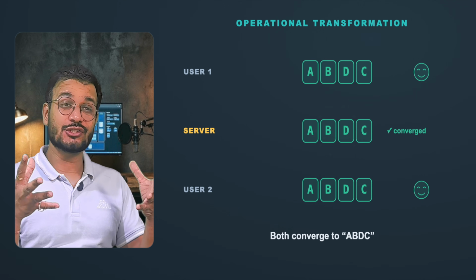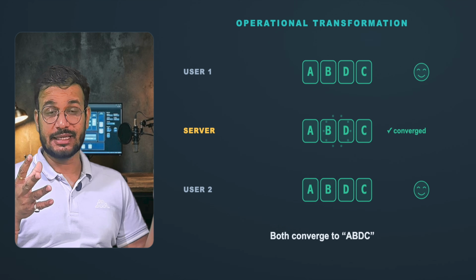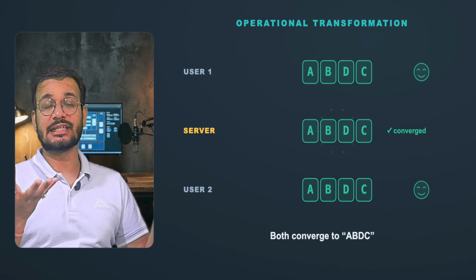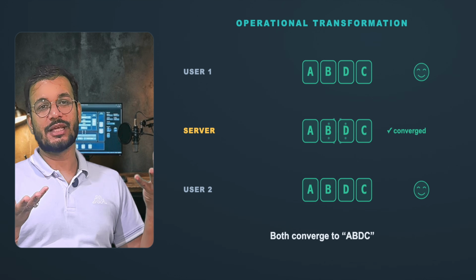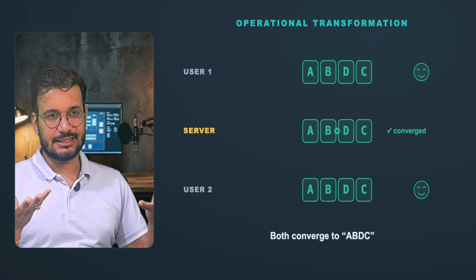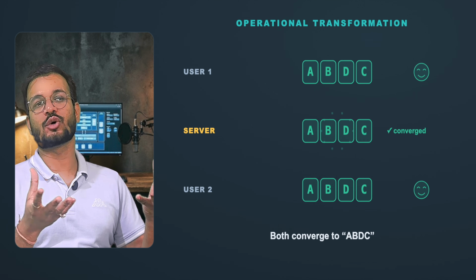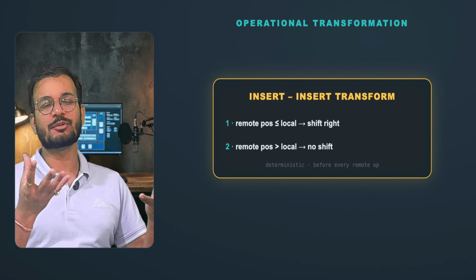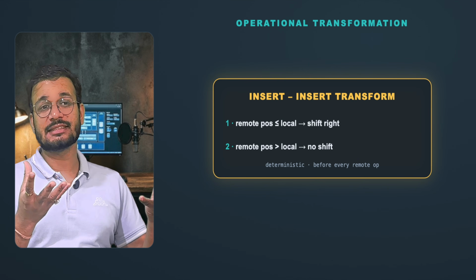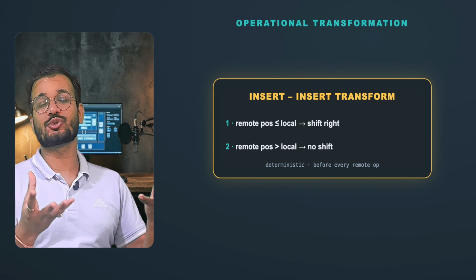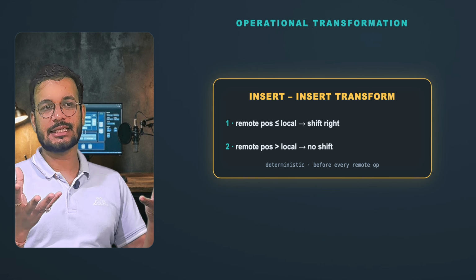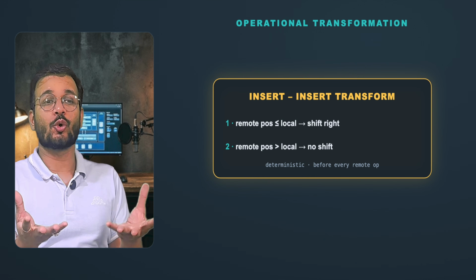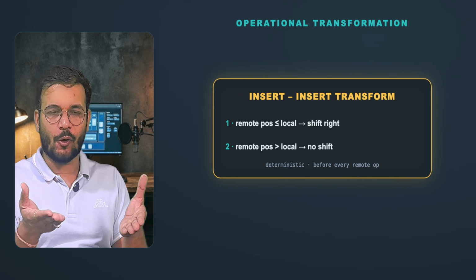Now both clients converge. The server document becomes ABC, then ABDC. User 1's client receives user 2's transformed operation, inserts D at position 2 and applies it. Now ABC becomes ABDC. User 2's client receives user 1's operation, insert B at position 1, and transforms it before applying. Now B is inserted before D, so D shifts to position 2. Now ADC becomes ABDC here as well. Both clients now show ABDC, and that's how it has converged.